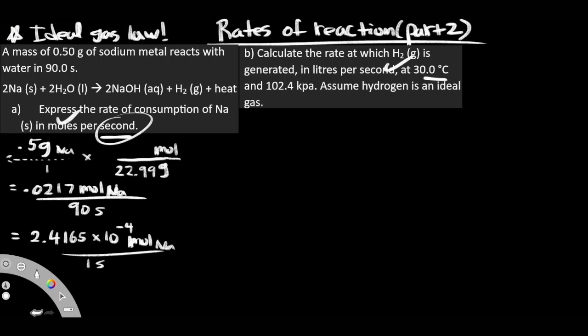Next, at 30 degrees Celsius, and at 102.4 kPa. Where do these come from? Well, right after that it says assume that hydrogen is an ideal gas. So we've got to figure out what this ideal gas is. We're going to look at something called the ideal gas law, but to build up to that, I'm going to look at different laws that build up to it.